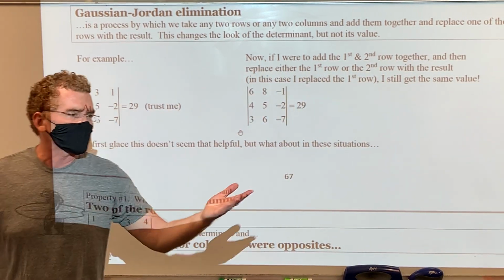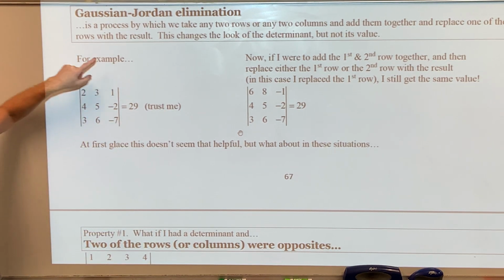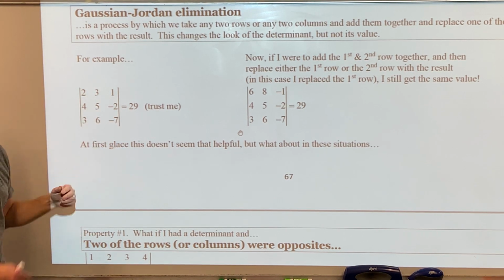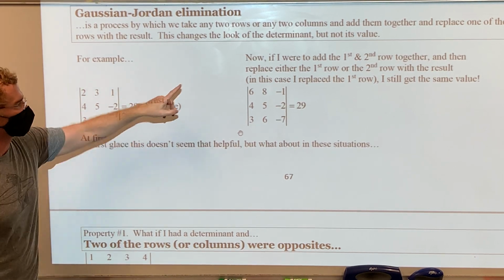So there are some rules, like everything in math, that apply to different things. All right, and I'm going to show you this. Like right here, I've got 2, 3, 1, 4, 5, -2, 3, 6, -7. And trust me, if I were to do the determinant, you get this. All right, now I want you to look at this.